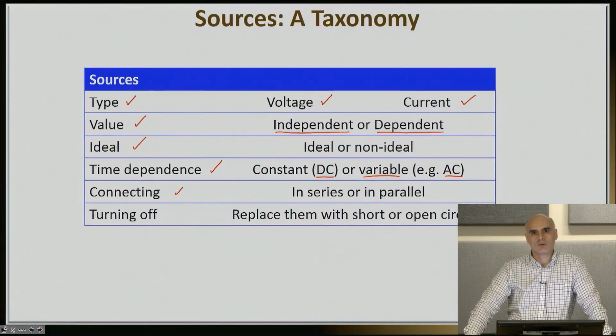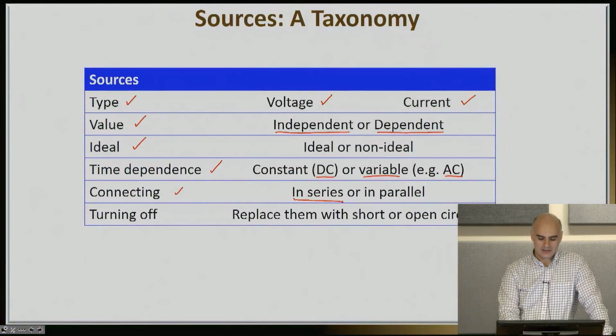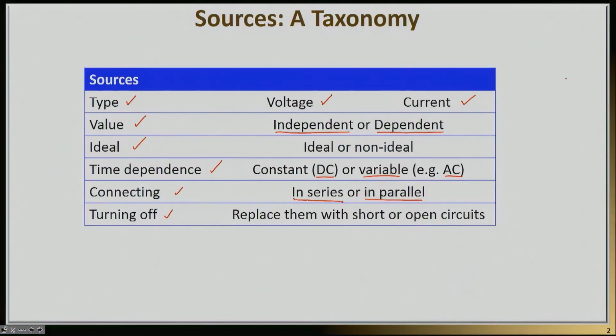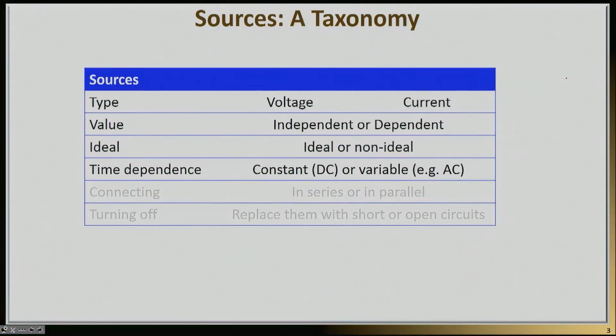When do we connect them? What are we trying to achieve with that? And are we allowed to put those sources in series, or are we allowed to put them in parallel? And finally, even though we do use sources to excite circuits, sometimes we need to turn them off. And so the question is, how do we turn a voltage source off, and how do we turn a current source off? In this particular video, I'm going to focus on the first four parts, and there are other videos that will give you essentially the connecting properties and the turning off properties.